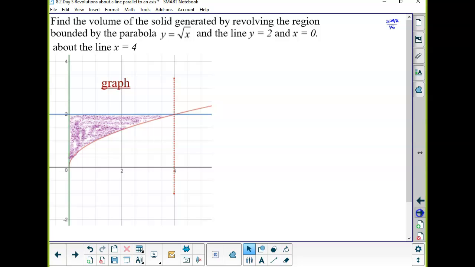bounded by the parabola y equals the square root of x. So if you're sketching your graph, we'll just label the red one as y equals square root of x. And the line y equals 2, the blue one, and x equals 0, which is the x-axis. Then our job is to rotate about the line x equals 4.